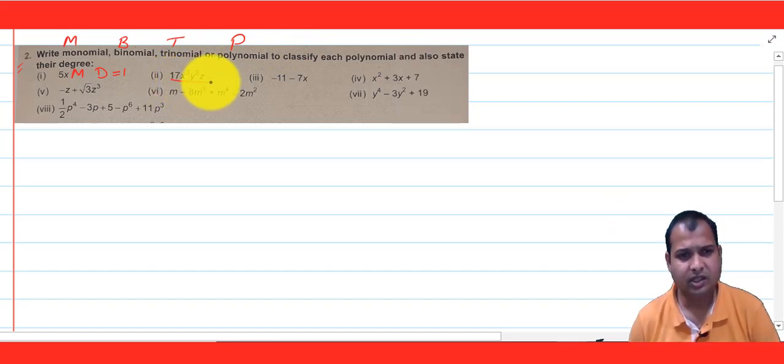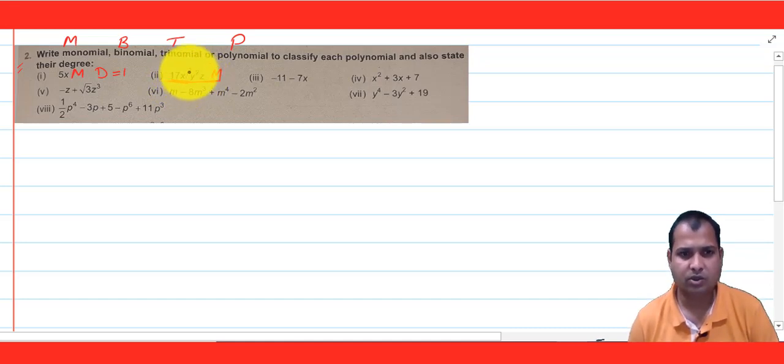Now number 2, can you see it is only one term, because everything is in multiplication, so it is a single term. So this is also a monomial. Now we have to find its degree. Here this is a polynomial in 3 variables, so in order to find its degree we have to take the sum of the powers.